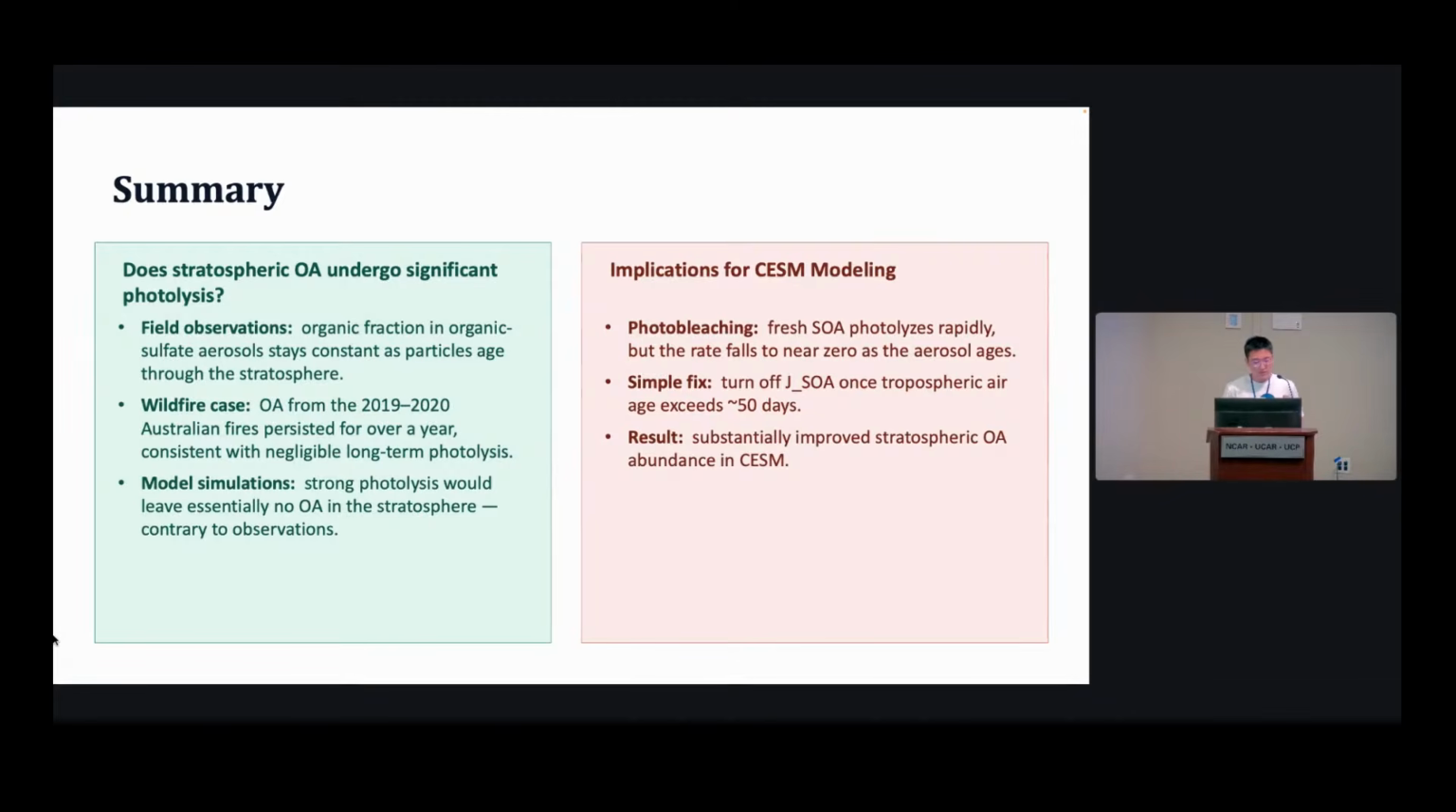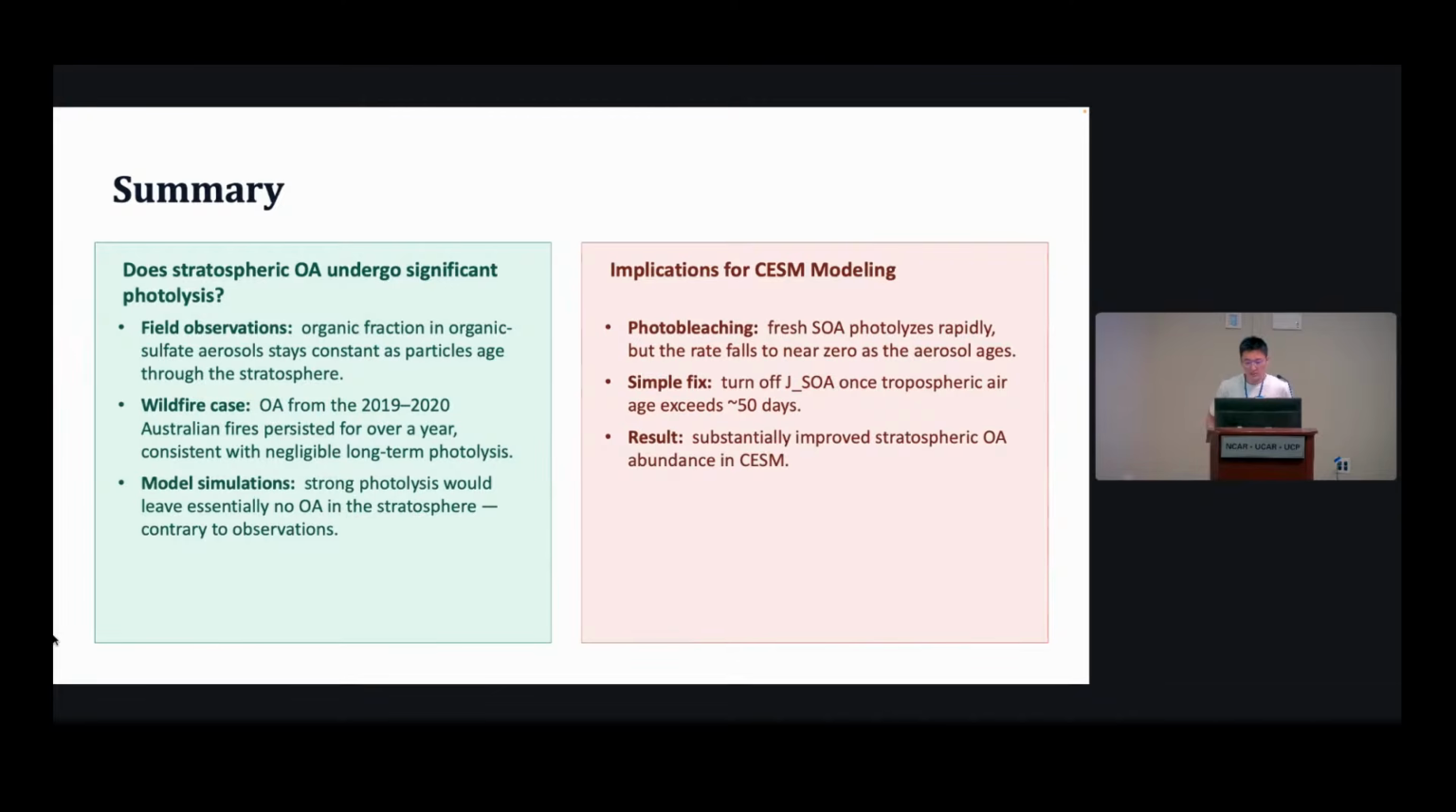And for the background model simulations, we find strong photolysis would leave essentially no organic aerosol in the stratosphere, which is contrary to observations. So the answer is the stratospheric organic aerosol undergoes negligible photolysis.